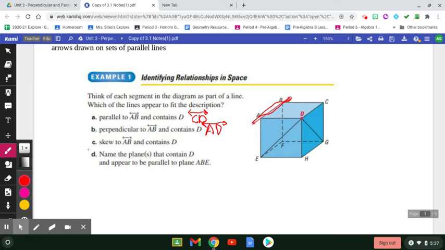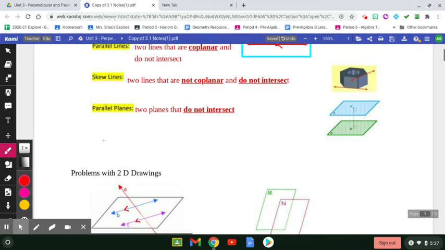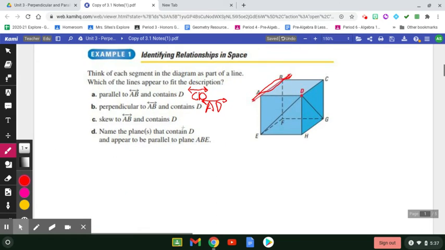All right, next one says skew to line AB. So skew means, let's go back up to the top, two lines that are not coplanar and they do not intersect. Okay, so we can't be in the same plane and we can't intersect with AB, and it has to contain the point D.